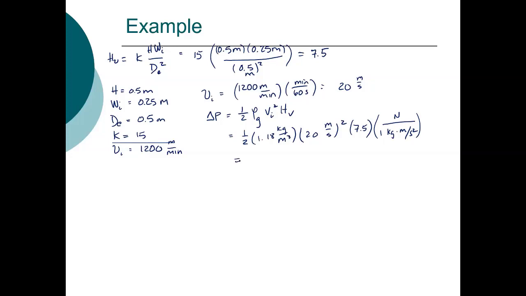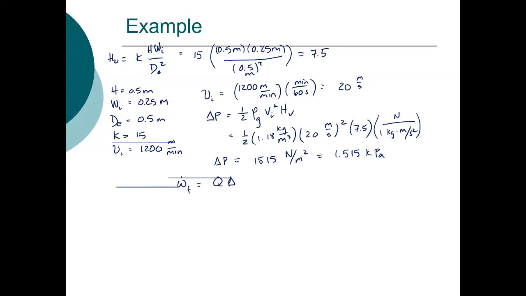And if I multiply this, I have 1,515 newtons per meter squared. And that is equal to 1.515 kilopascals. A Pascal is a Newton per meter squared. I just converted this to kilopascals. So that is delta P. That's the pressure drop.